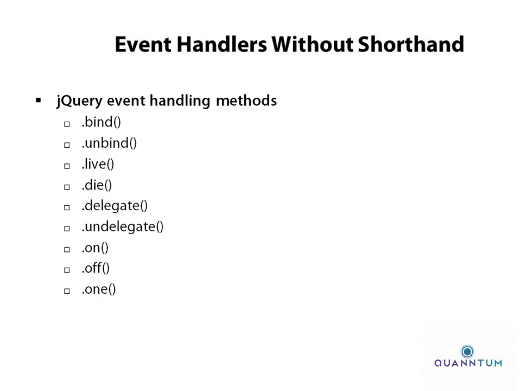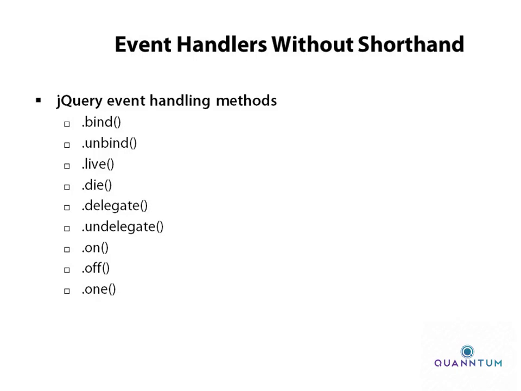The purpose of live is to attach event handlers to any existing elements that match the selector, as well as any elements that may be added in the future. This is a very powerful feature of jQuery. We can specify event handlers for elements that are not currently part of the page.